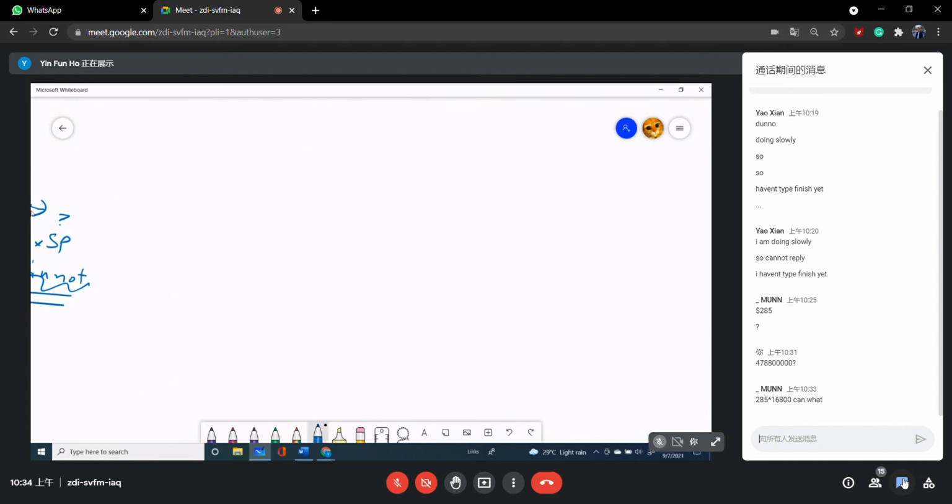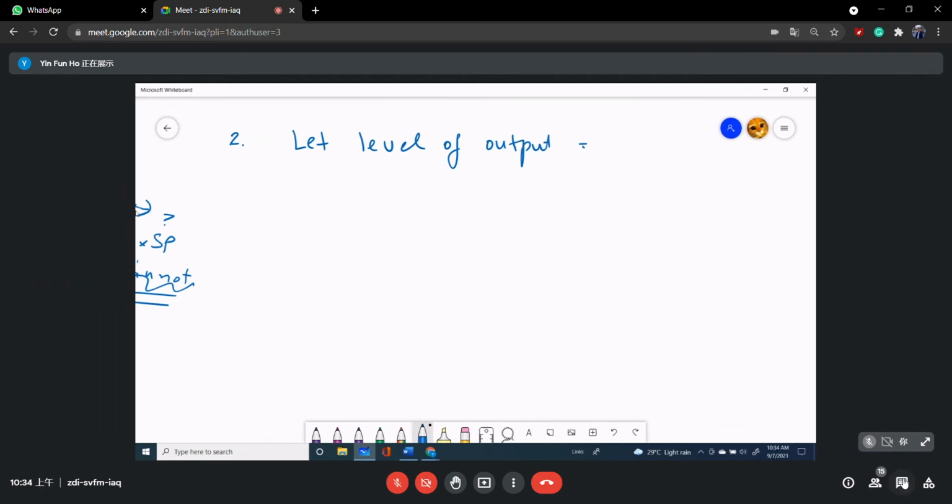Now, we define what we don't know. So when you do question 2, the level of output equals how many units, Q, because it's quantity, right? Okay, and then they tell you the total cost of the 2 methods is the same, and you know that the total cost of X, they use X, equals the total cost of Y.